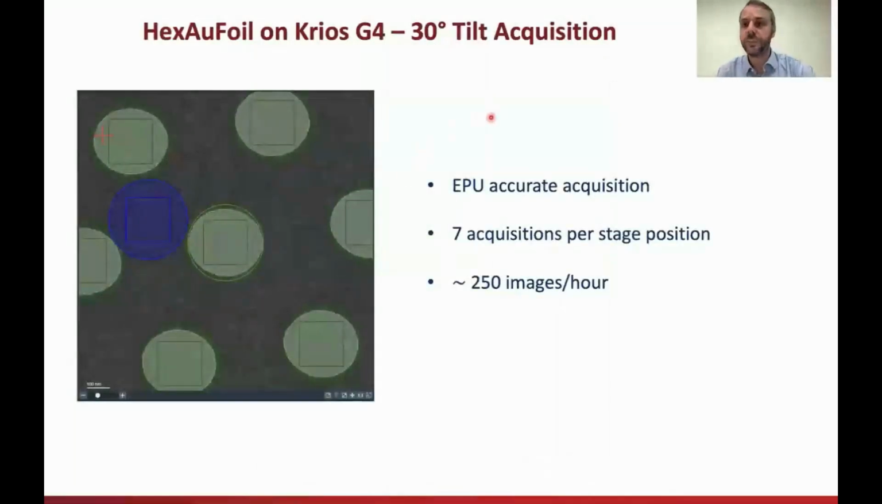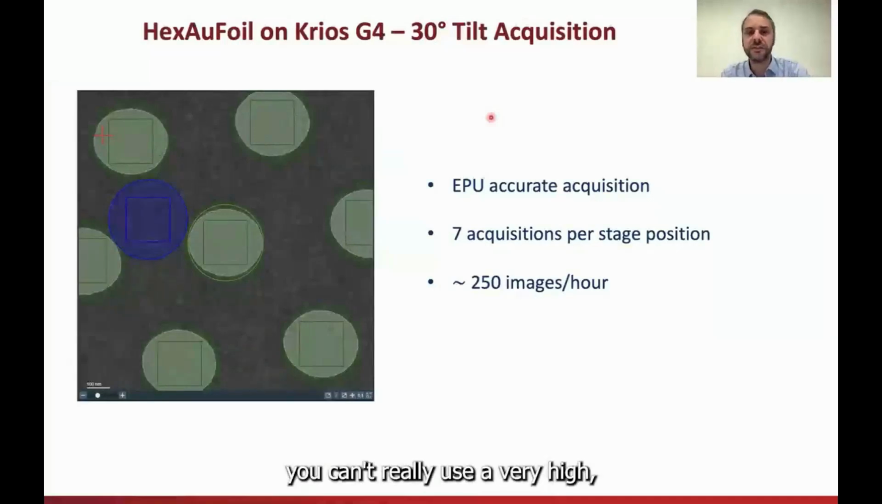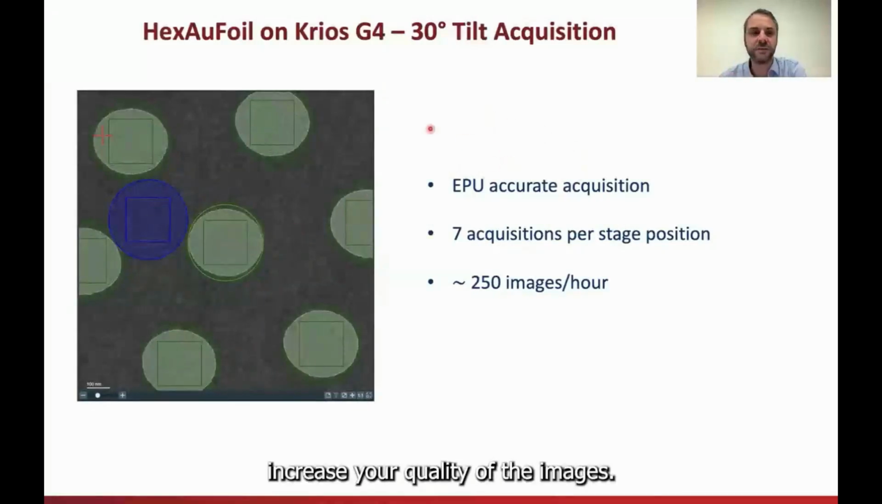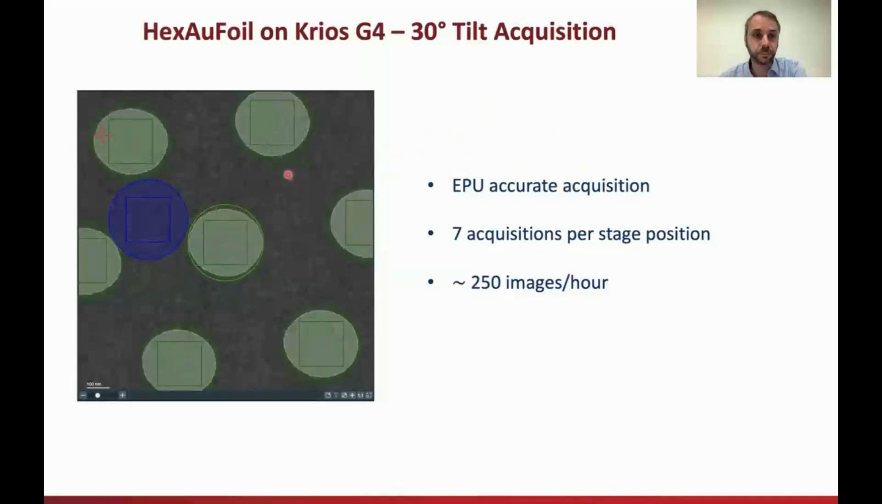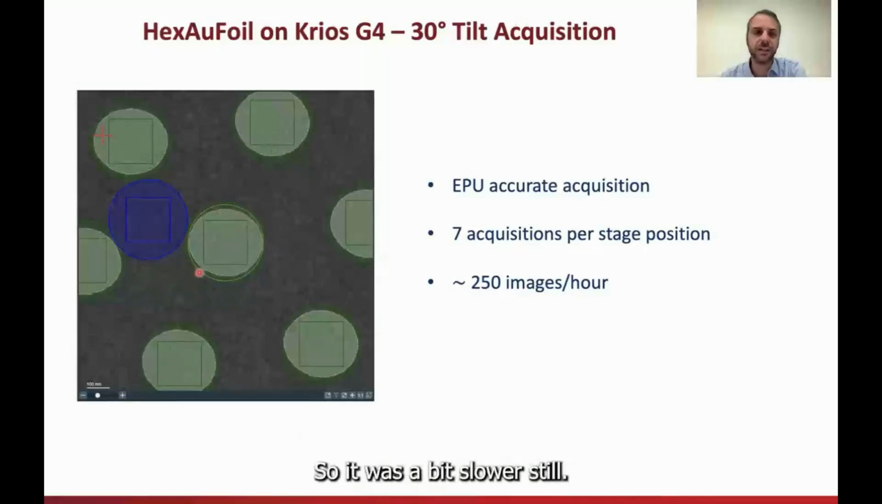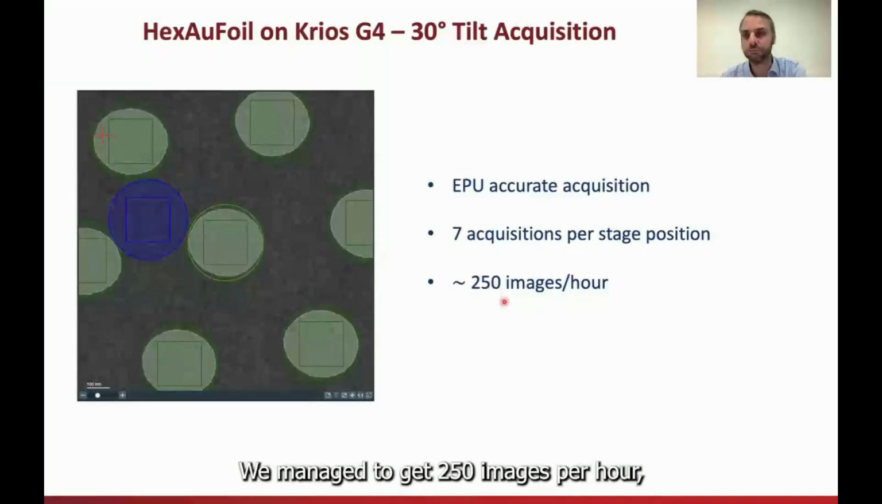When you tilt, you can't really use a very high image shift, beam shift movement in order to increase your quality of the images. So basically, I just use this setting. So basically 7 acquisitions per stage movement. So it was a bit slower. Still, we managed to get 250 images per hour.